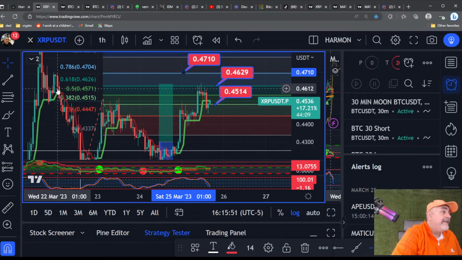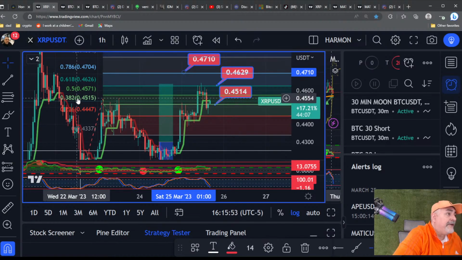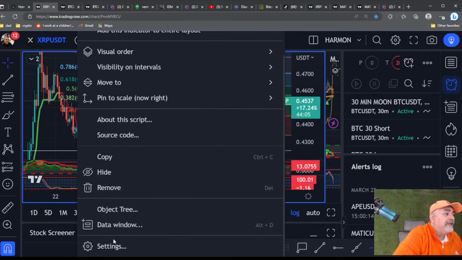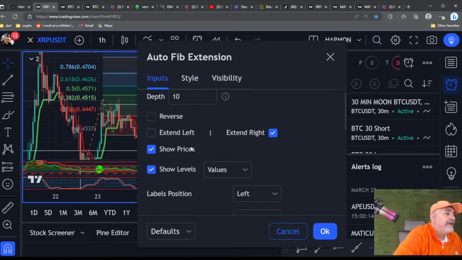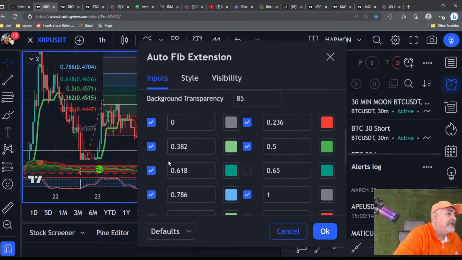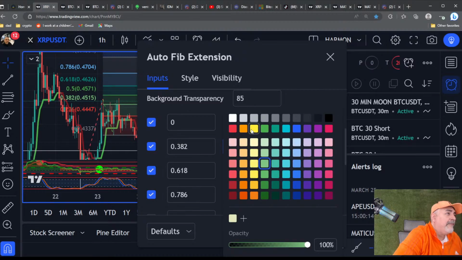So let's say the 382. If you right click and go to settings, you can change the colors of the lines. Here's your 382 on your inputs. Let's say I don't want it green, I want it to be the golden pocket. Let's say I make it yellow. So now I'm going to make the 382 yellow and I'm going to make the 618 yellow.